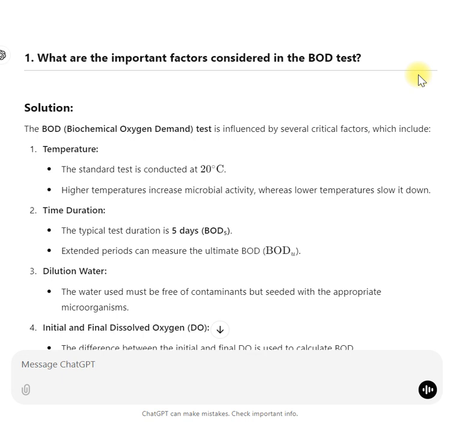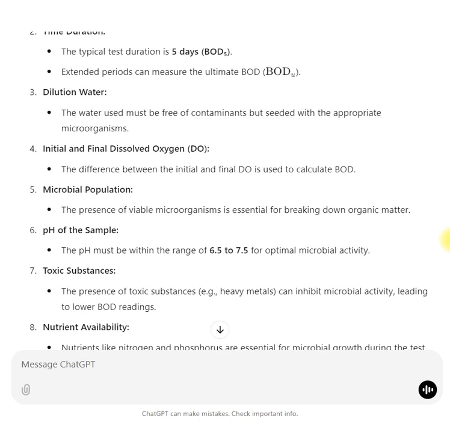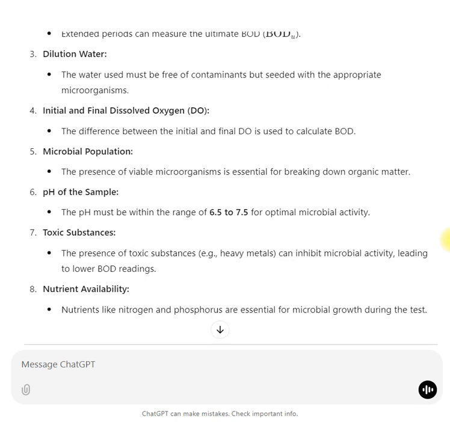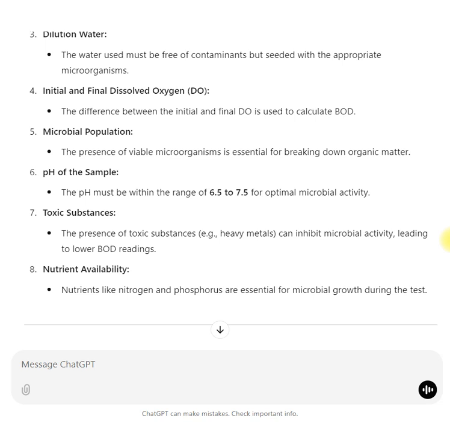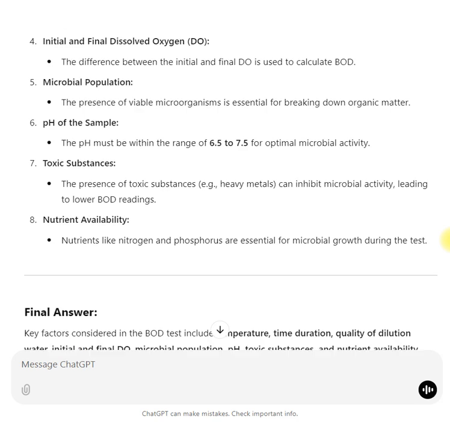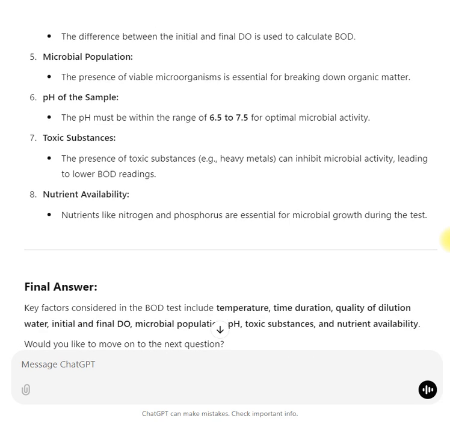2. Time duration. The typical test duration is 5 days, BOD5. Extended periods can measure the ultimate BOD beyond that. 3. Dilution water. The water used must be free of contaminants but seeded with the appropriate microorganisms. 4. Initial and final dissolved oxygen, DO. The difference between the initial and final DO is used to calculate BOD. 5. Microbial population. The presence of viable microorganisms is essential for breaking down organic matter.